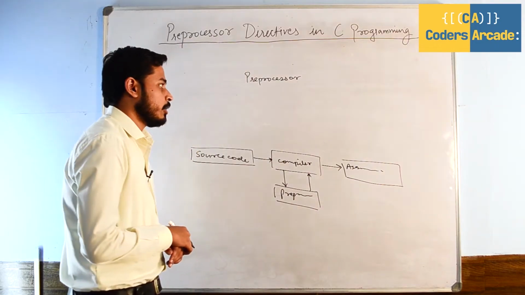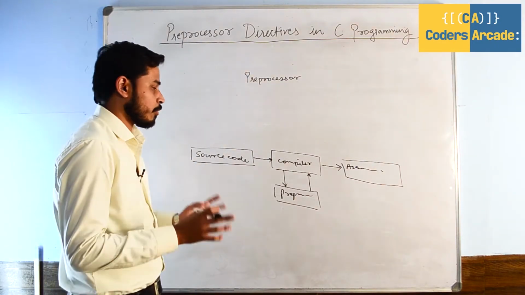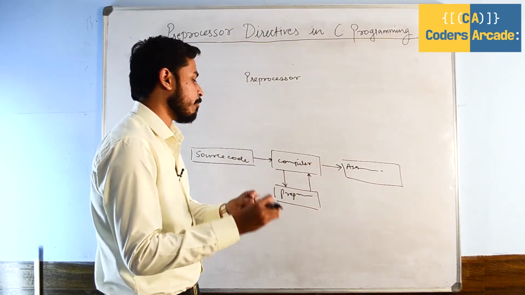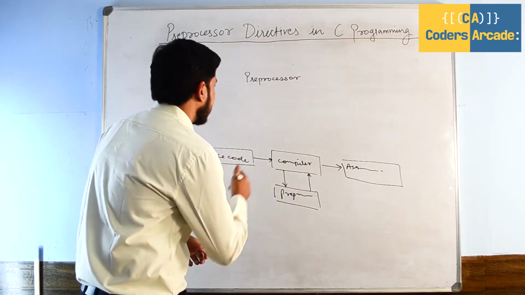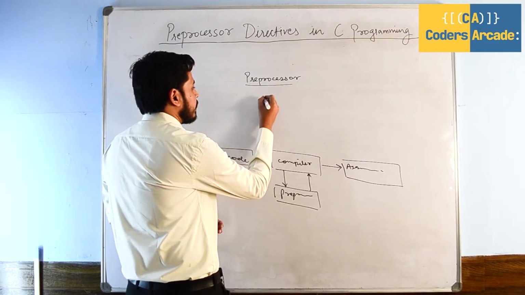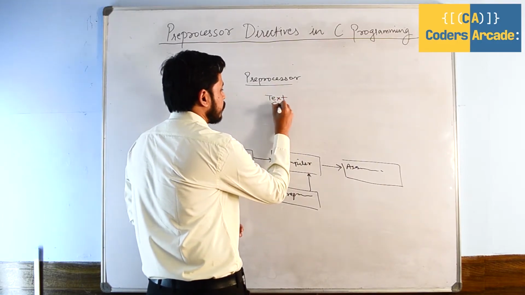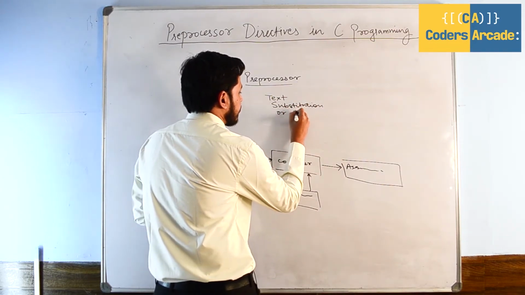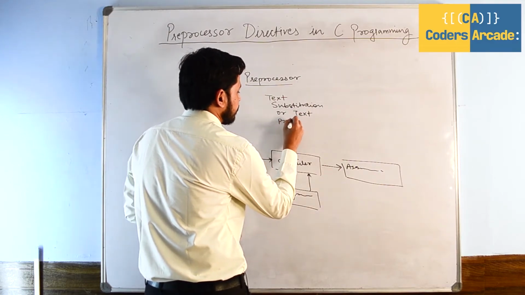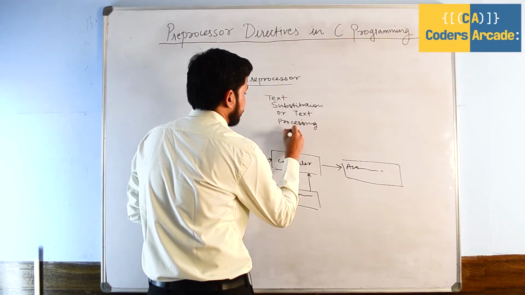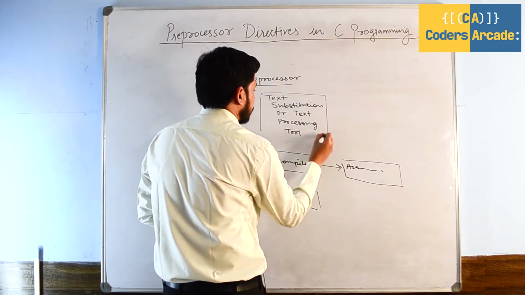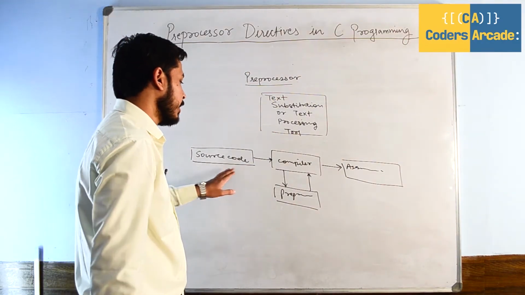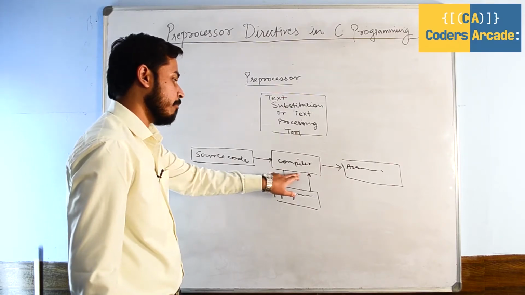Assembly level language code. So a preprocessor is nothing but a program that is used to preprocess the source code before compiling that particular source code. In this case, you can say a preprocessor is nothing but a text substitution or text processing tool, which is used to preprocess the source code before that source code is compiled by the compiler.